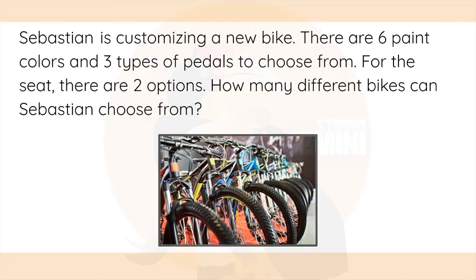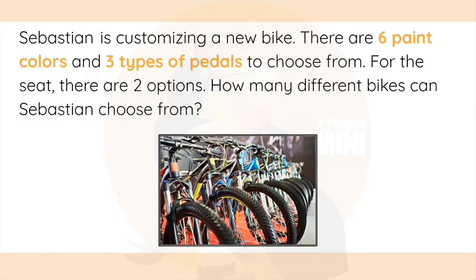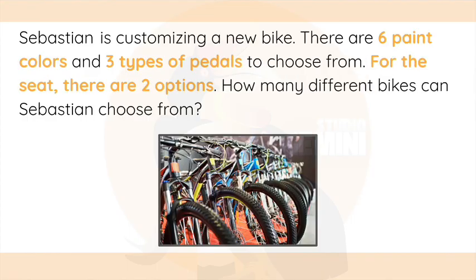Just like in the previous example, we can use the counting principle to solve. We need to multiply the number of choices for each item. In this case, there are 3 parts of the bike with different possibilities, 6 paint colors, 3 pedal options, and 2 seat options. We will multiply these 3 numbers together.